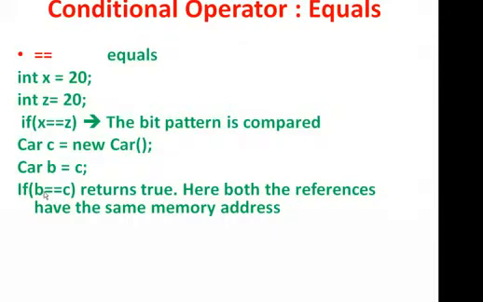Please remember that the equals operator will not compare the contents of the object, it's just going to compare the memory address. So when we get b is equal to c, then it means that b and c are actually referring to the same object. That doesn't mean that the contents are also same. So to compare the contents of the object, we have to rely on equals method that we will be discussing in future session.